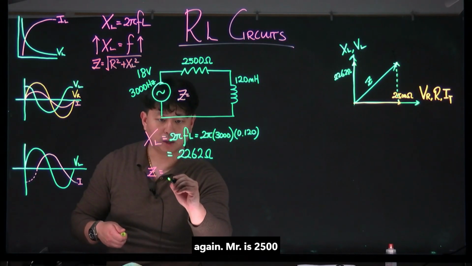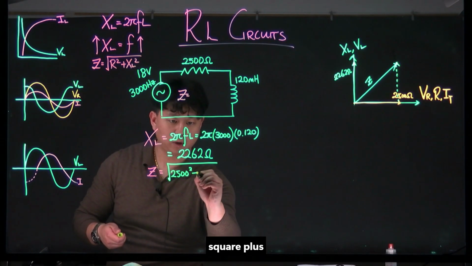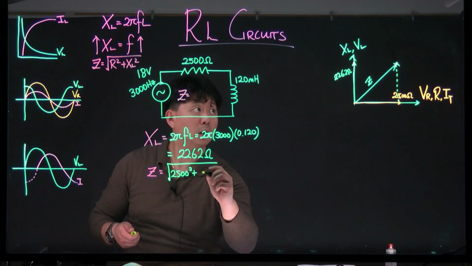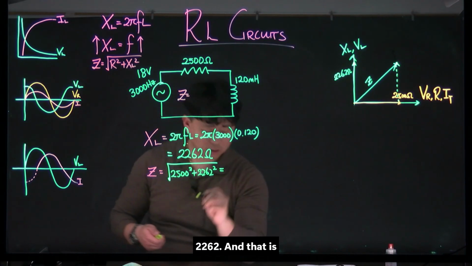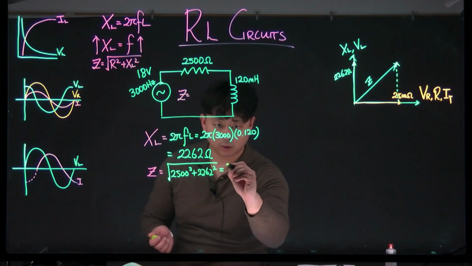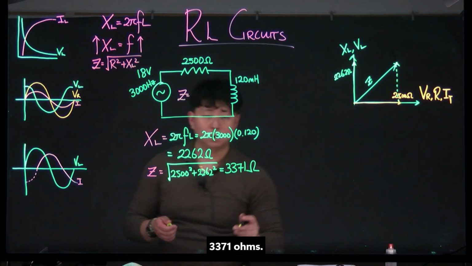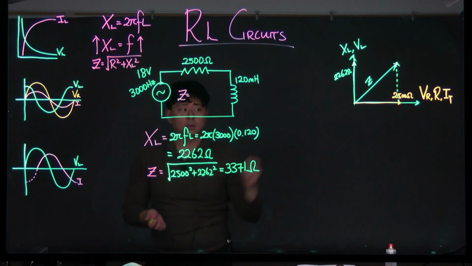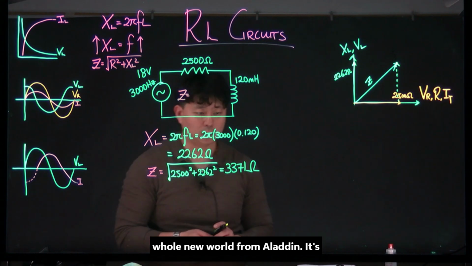Okay, let's do that again. R is 2500 squared plus 2262 squared. And that is going to give you a value of 3371 ohms.